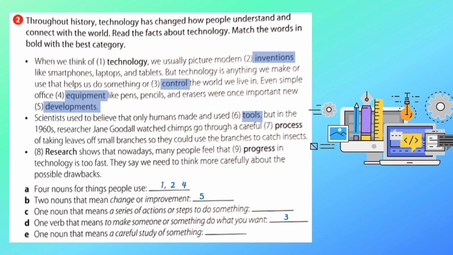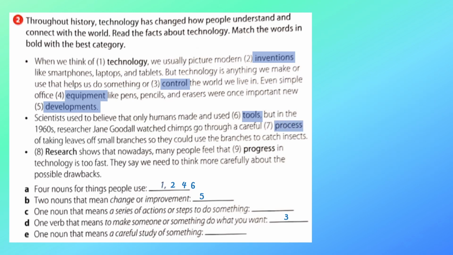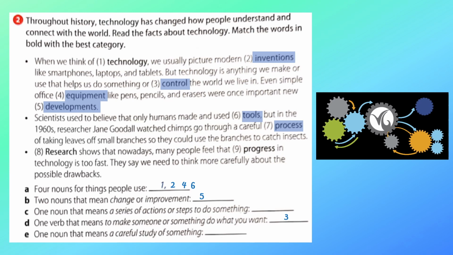Number 6 is tools. And this word belongs to category A. It's a noun for things people use. Number 7 is process. And this word belongs to category C. It's a noun that means a series of actions or steps to do something.